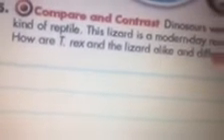Now, page 227. Compare and contrast. Dinosaurs were a kind of reptile. This lizard is a modern-day reptile. How are T-Rex and lizard alike? How are they different? Okay, both of them are reptiles.